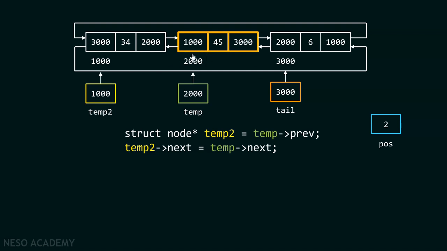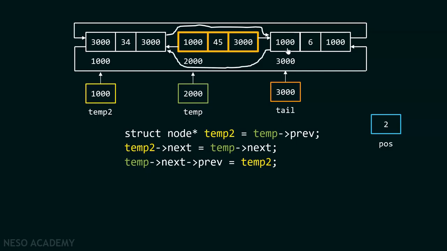That is why, in order to update the next part of this node, I shall put this line of code, that is temp2 next equal to temp next. This will update the next part of this node. Isn't that so? After this, I can use temp pointer to update the prev part of this node. That is temp next prev. It must be updated by the address 1000. We know that this address is contained within temp2 pointer, so we can use this. So temp next prev must be updated by temp2. That means we can replace this address by 1000 address.